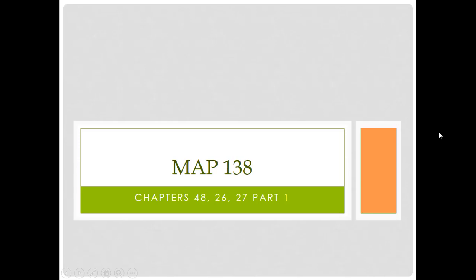MAP 138. This is loosely based on chapter 48, but it incorporates chapters 26 and 27 for the anatomy and physiology reminders that you may need. This is chapter 48, starting halfway about page 1013, talking about performing common blood tests.